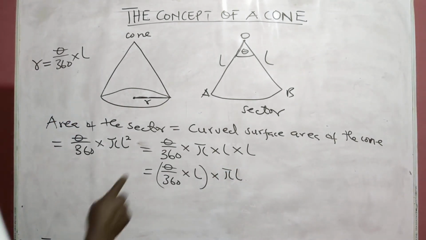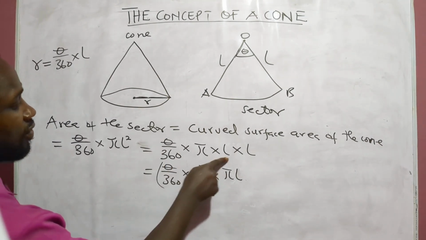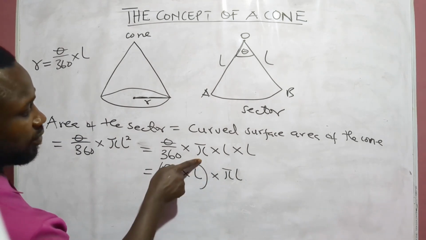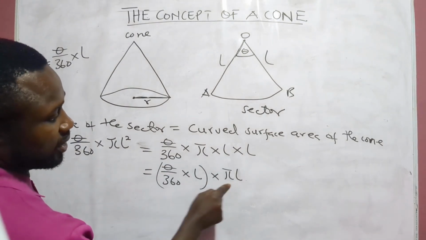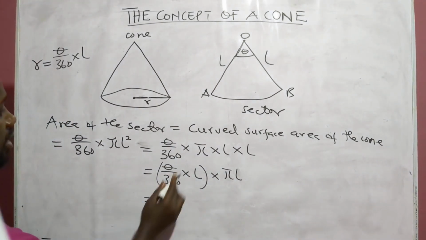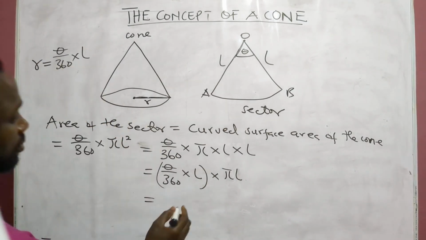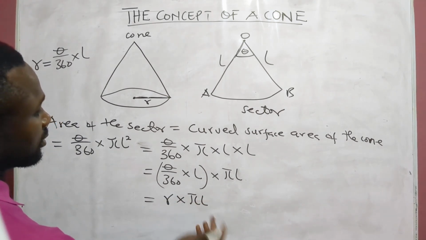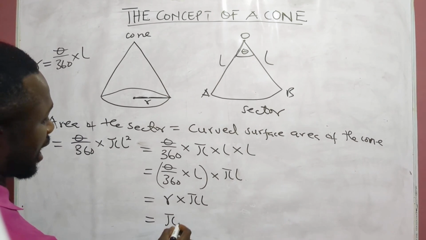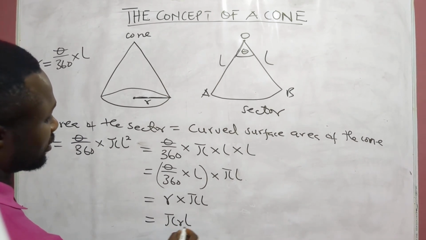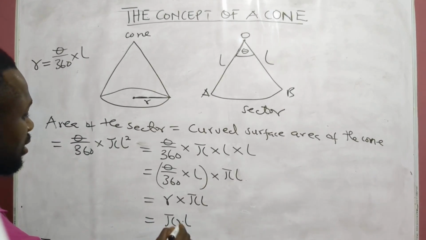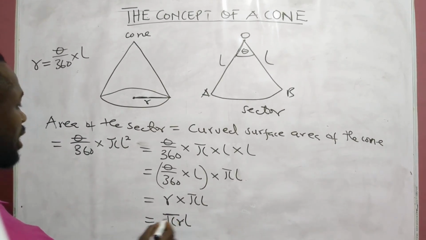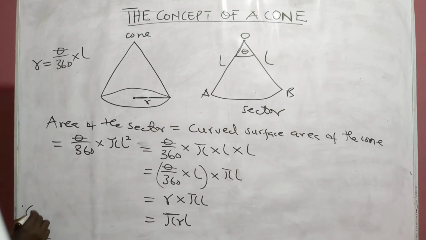You see that we have theta on 360 here times 1 of the L. So what will be left? Times pi L we have here. And what is theta on 360 times L? That is the radius. So we have the radius times pi L, which in short will give us pi R L.